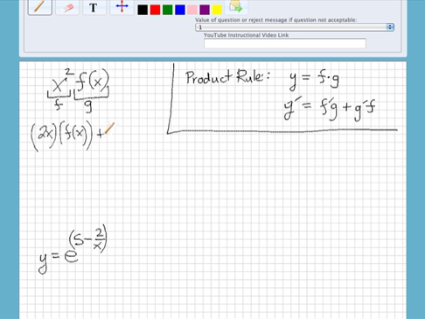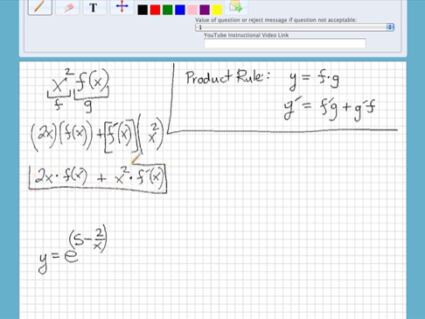Plus the derivative of this guy, f of x. We don't know what f of x is, so we'll just say f prime of x. I'm going to put a bracket around that guy, times the first guy, which is just x squared. So that's pretty much it for that first problem. If you wanted to clean this up, you could. I'll just write it like this: 2x times f of x plus x squared times f prime of x. That's a times there. So there is our answer for the first one.